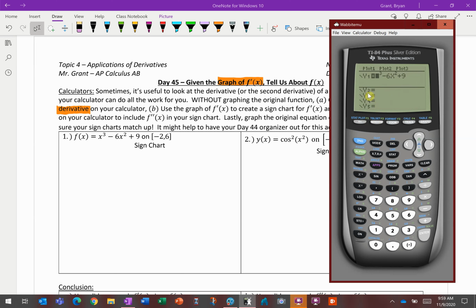Okay, I'm not going to graph this though. In fact, I don't even want to see the graph, so I'm going to go left and turn the graph off.